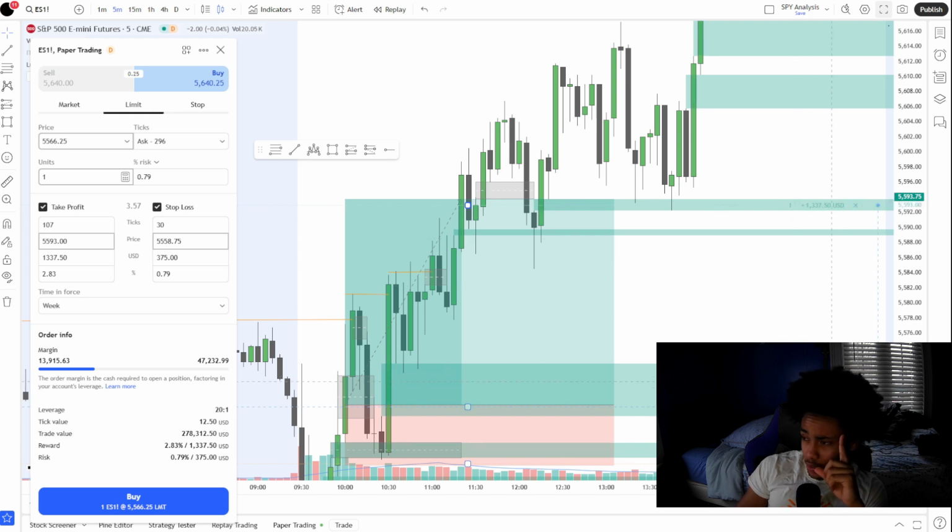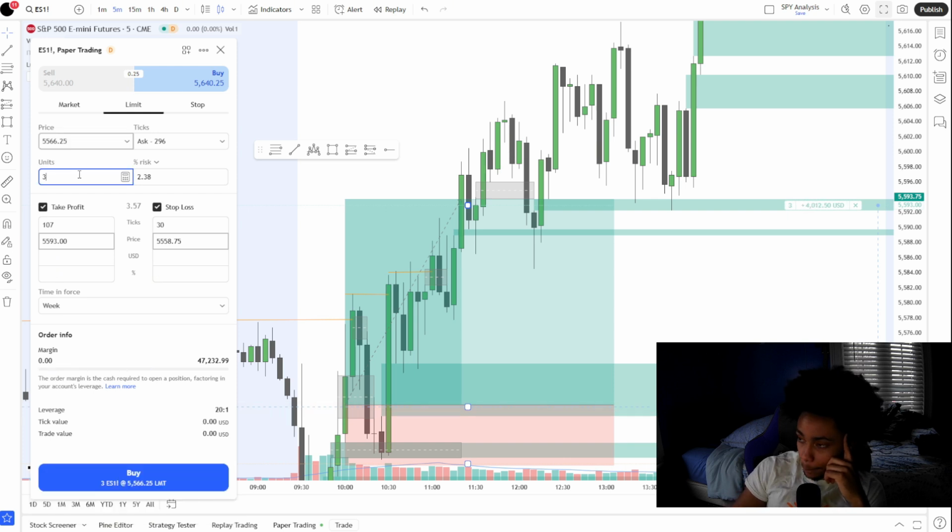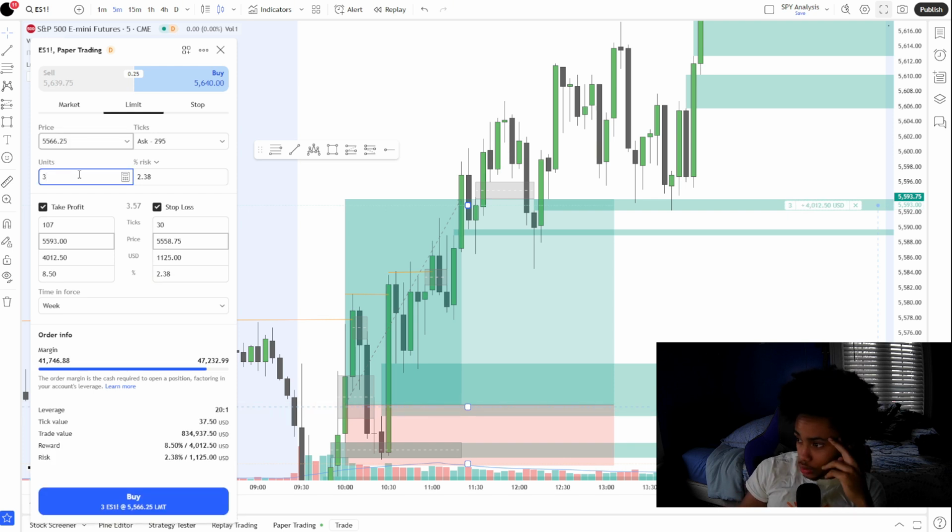one contract. By the way, this is not even including the fact that you could have 2 or 3 contracts. So you just take this and you do 2, you'd be up $2,600. You do 3, $4,000. You would have made $4,000 in this one trade. But for realistic purposes, we're going to keep it as one, okay?